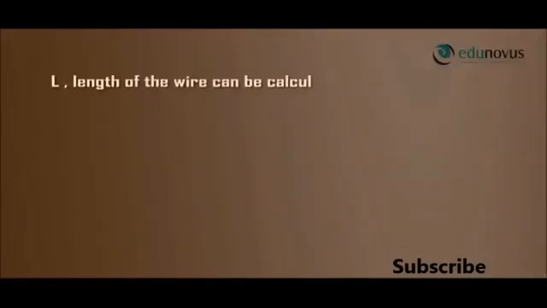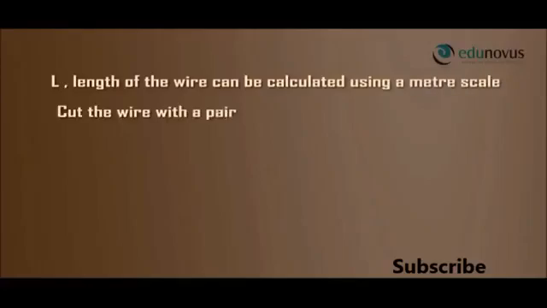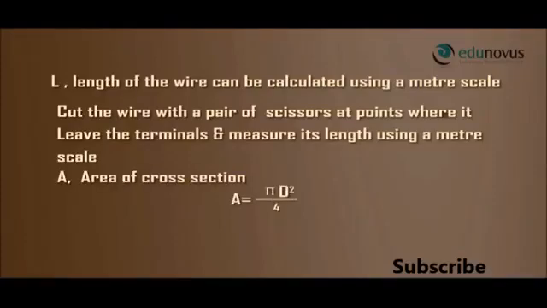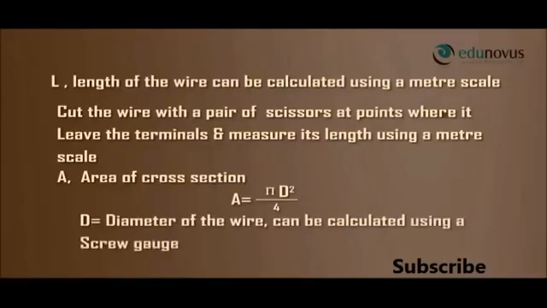Length of the wire L can be calculated using a meter scale. Cut the wire with a pair of scissors at points where it leaves the terminals. Measure its length using a meter scale. Area of cross section A is equal to pi d square by 4. d is equal to diameter of the wire, which can be calculated using the screw gauge.